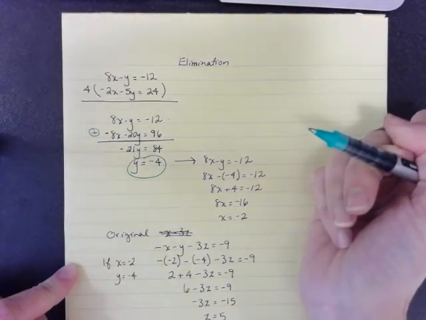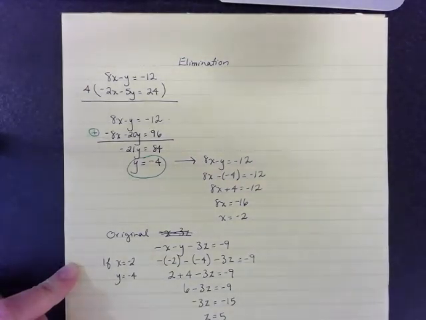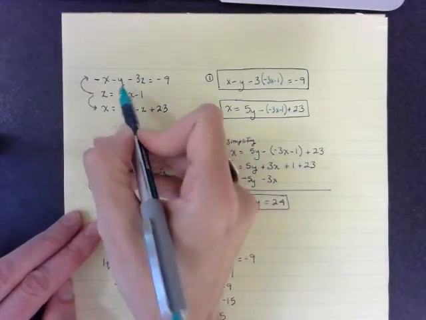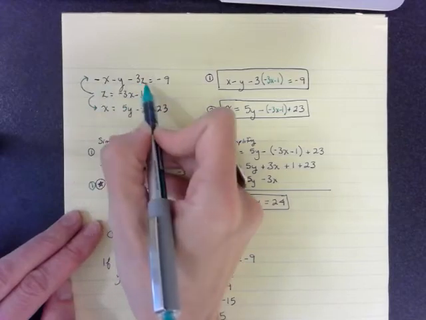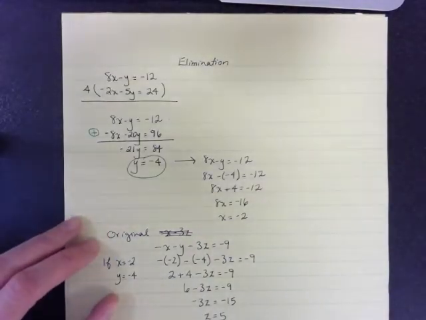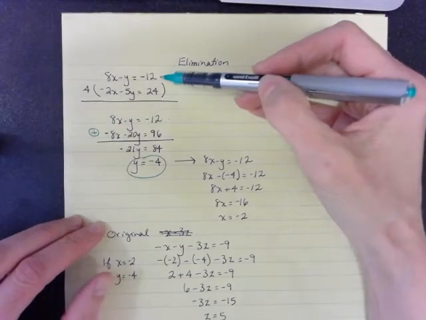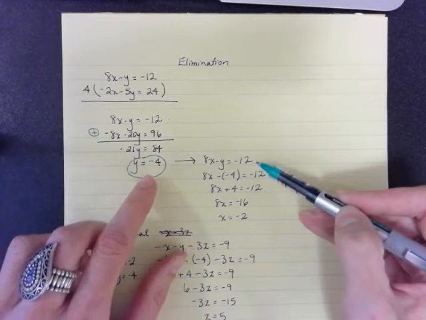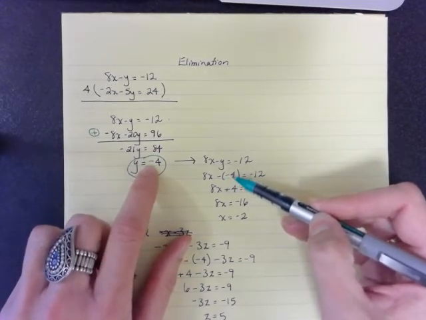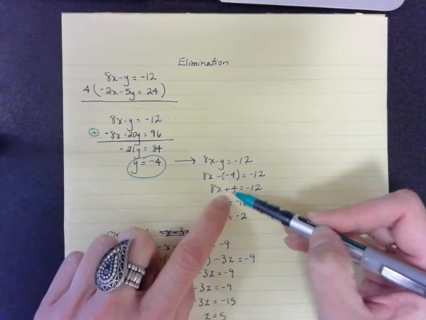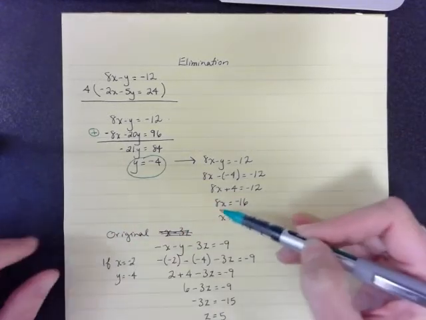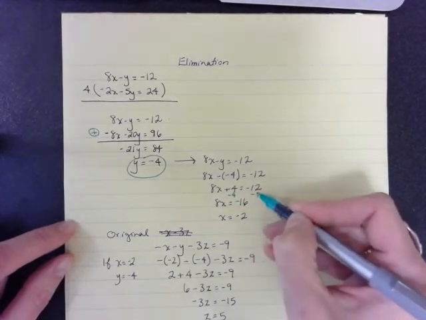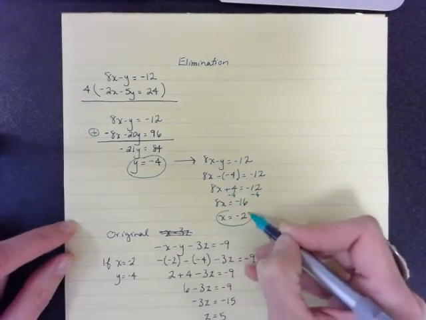Y equals negative 4. So if I go back to my original equation and look for the y, I really can't use the y in these two equations because I still have missing variables. So I'm going to go back to this equation to find the x. I plug negative 4 in, so I get 8x plus 4 equals negative 12. 8x equals negative 16 because I subtracted 4 on both sides. So x equals negative 2.